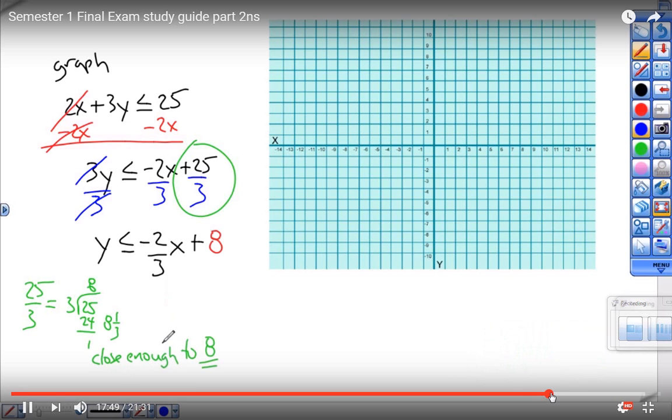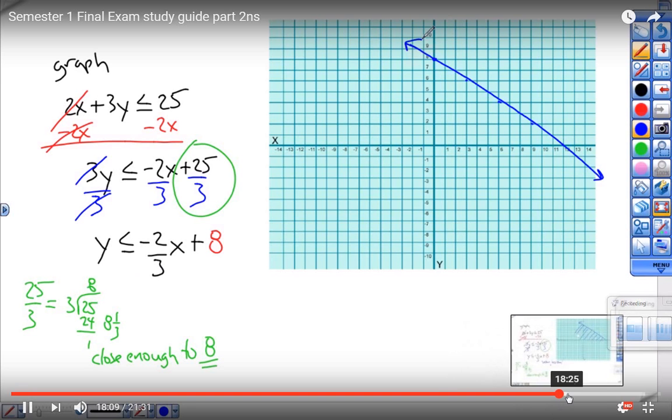So if I start up here at 8, I will still be okay. And then every time I go over 3, I go down 2. Over 3, down 2 because of my slope. I'm going to draw my line. It will be solid because of my inequality. I will shade below because this is less than.